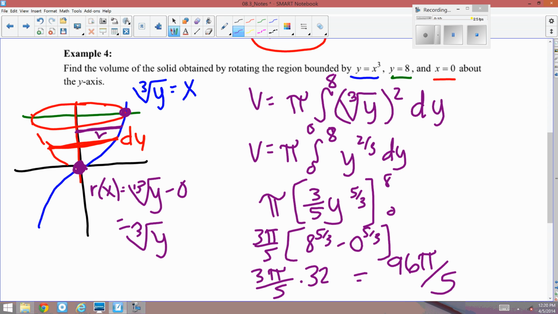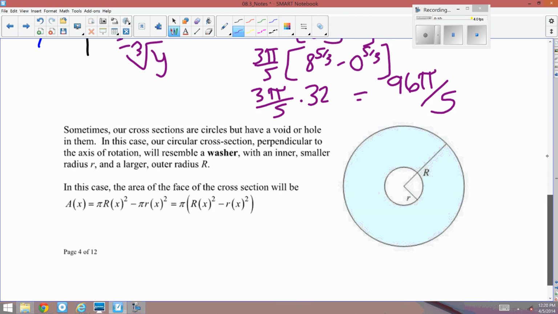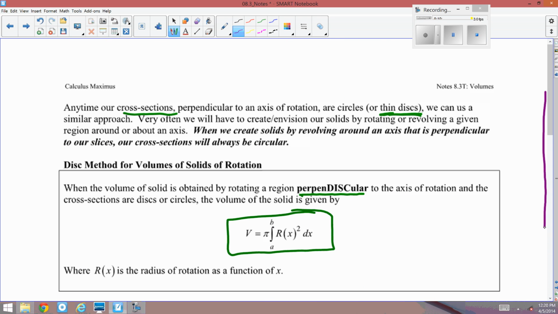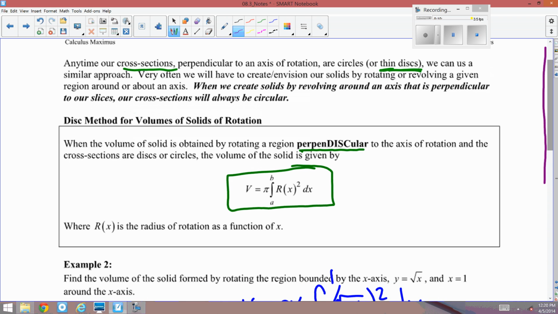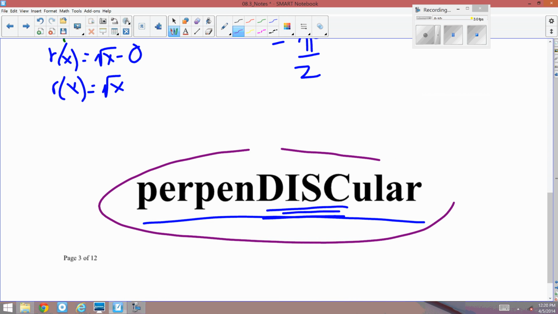So we're going to talk about a couple different other methods on the next video. But the big idea of today is, I want to go back to this. If our cross sections are perpendicular to the axis of rotation, I want you to remember the perpendicular method.